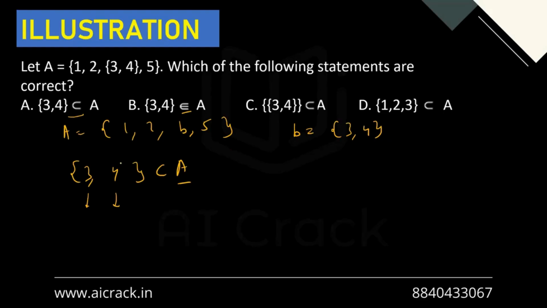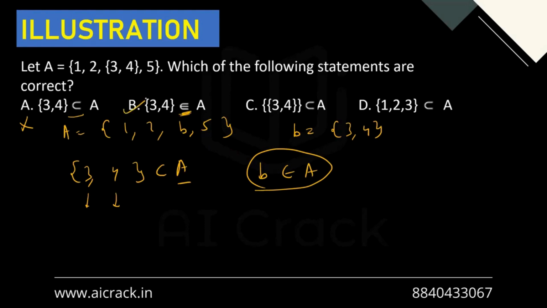So in that case, do we have 3 comma 4 individually inside A? No. This is our A. Can we see 3 comma 4 over here? No. So that's why option A is not correct. Now if we talk about option B, when we are saying belongs to A, this means we are saying B belongs to A. B is inside A. That basically means, in crude language, in raw language, B is inside A. Is B inside A? Yes, we have 1 comma 2 comma B comma 5. So B is inside A.